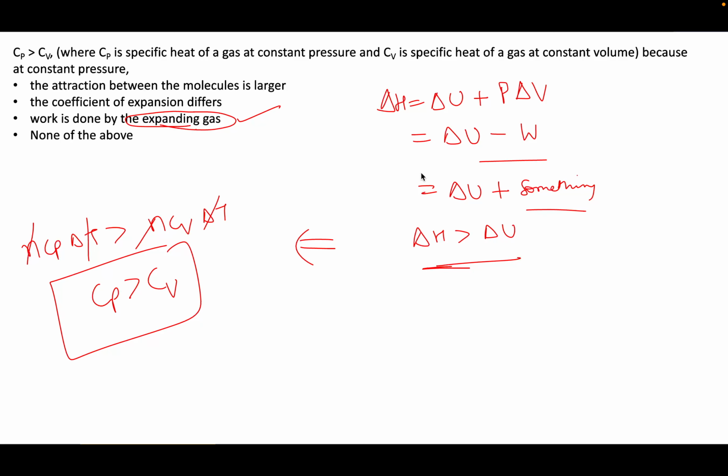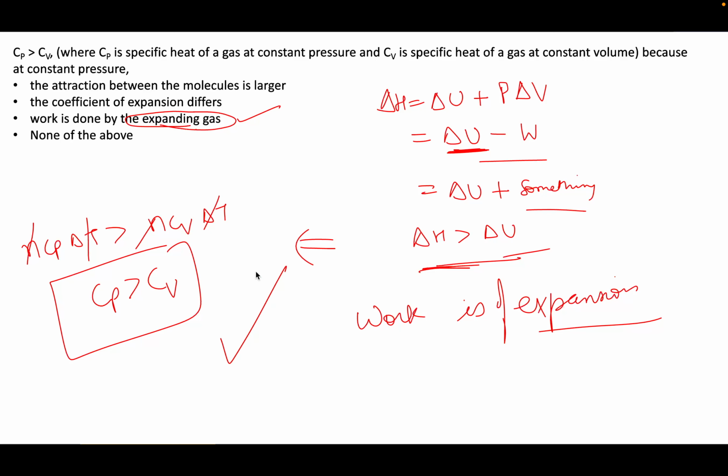So this is just because of the property that work is done by the expansion. For expansion work, delta H is greater than delta U. For compression it may reverse, because for compression the work done is positive, and delta H will be less than delta U, and the whole scenario will be reversed. So for this case, work is done by the expanding gas. Work done by the expansion, then Cp is greater than Cv.